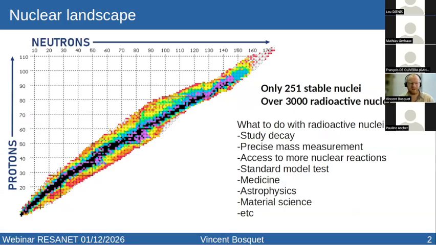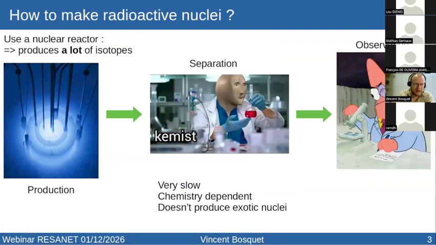Everybody here is familiar with the nuclear landscape. So in nature, we have access to 251 stable nuclei, but there are over 3,000 radioactive nuclei. So what to do with radioactive nuclei? Well, we can do a lot of stuff. We can study decay, do precise mass measurements, have access to more nuclear reactions, do standard model tests, medicine, astrophysics, material science, etc. But the question is, how can you make radioactive nuclei?